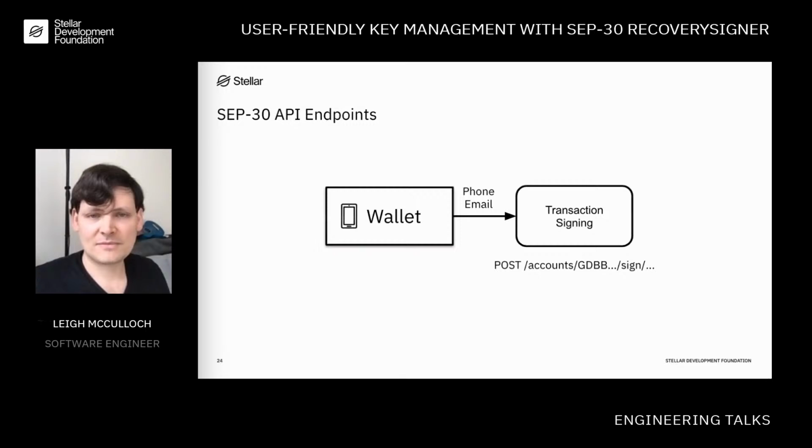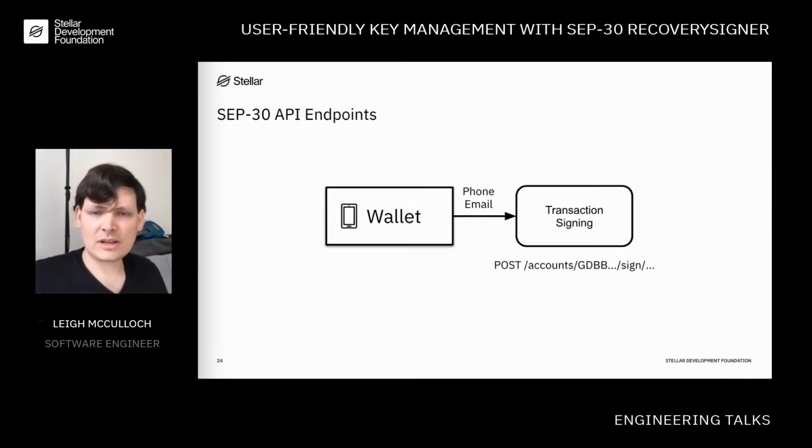The second endpoint is transaction signing. A wallet calls this endpoint with a transaction it wants the server to sign. It'll do this when it has lost its key and it needs the server to sign transactions for it. The wallet authenticates using an identity provided during registration. If the phone or email matches an identity stored with the account, the server will sign the transaction for the Stellar account and return that signature to the wallet.